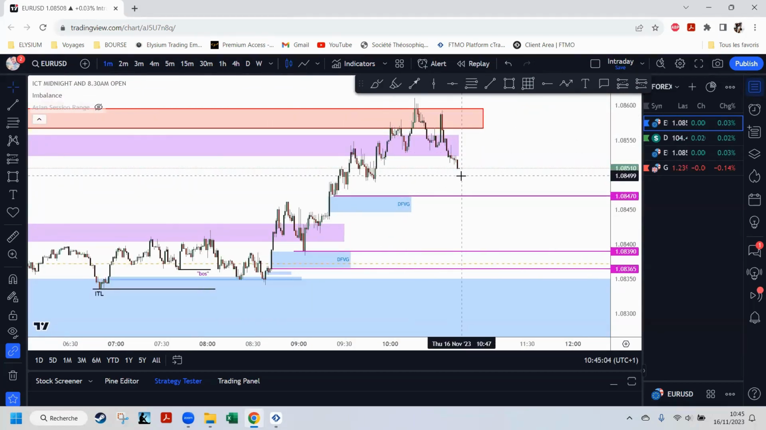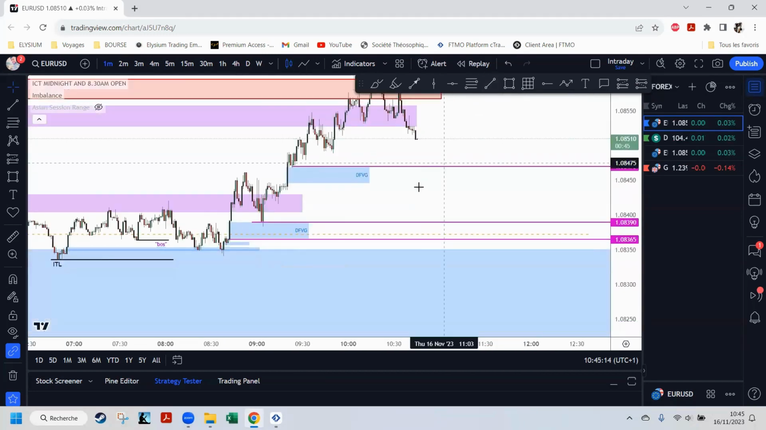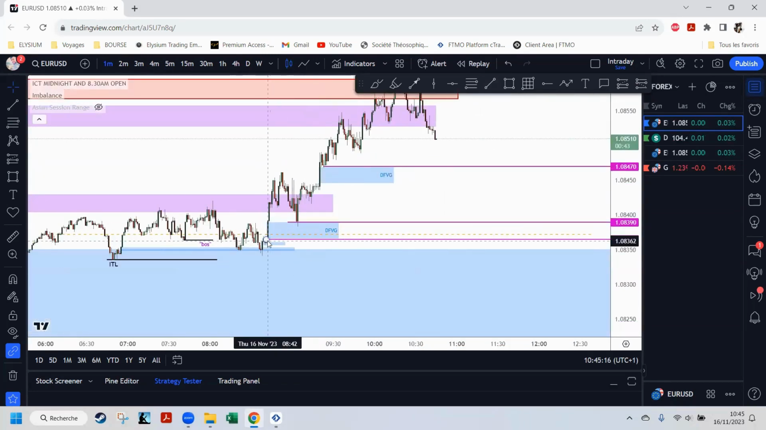Now it is doing a pullback. I'm not afraid. I already took some partials out, but I'm expecting, of course, more upside. So this was the first entry. This was a risky entry, okay?